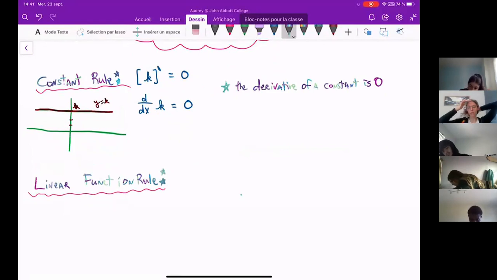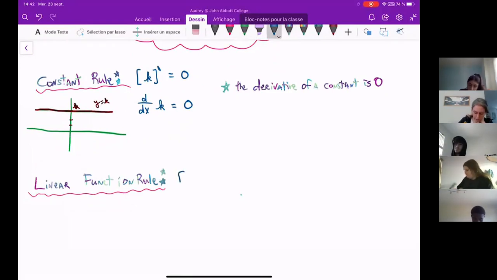So then we're going to have a linear function rule. And a linear function is one that makes a line. So that's like y is equal to mx plus b. So if I have the derivative of mx plus b, my line, or d dx mx plus b, either of these are telling me take the derivative.